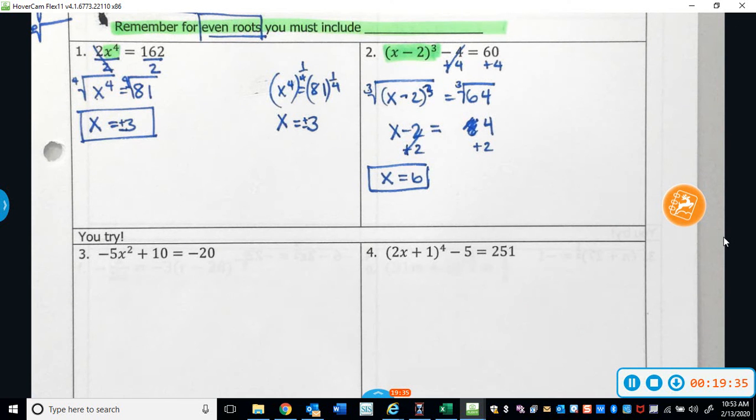So yes, but this means positive 3 and negative 3. So when you're subtracting 1, you have to do 4 times 1. Yes. Yeah.